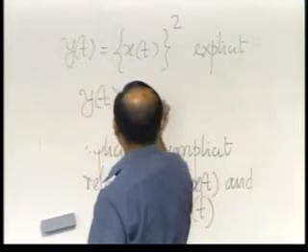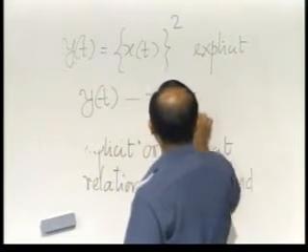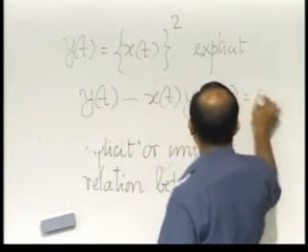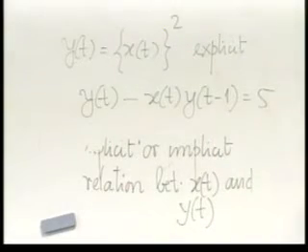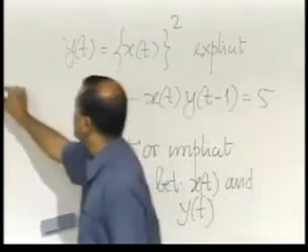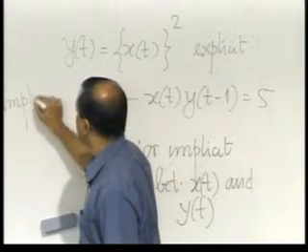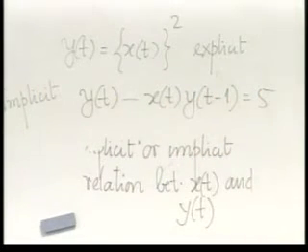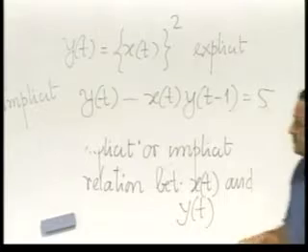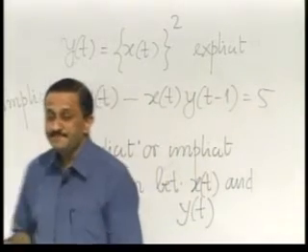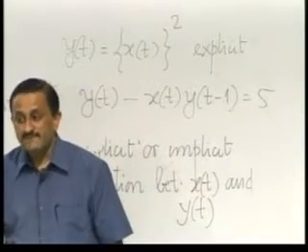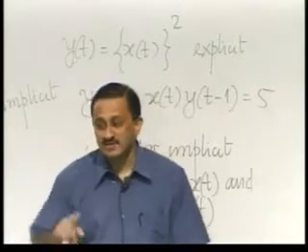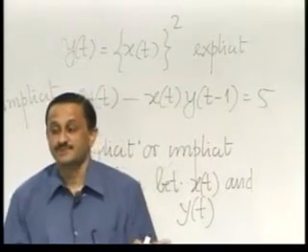Yt minus xt into yt minus 1 is 5. Implicit description. Again, we shall focus, at least initially, largely on the cases where there is an explicit description.